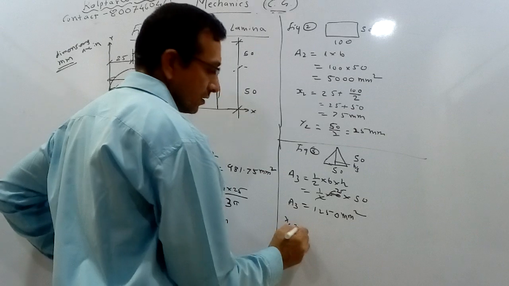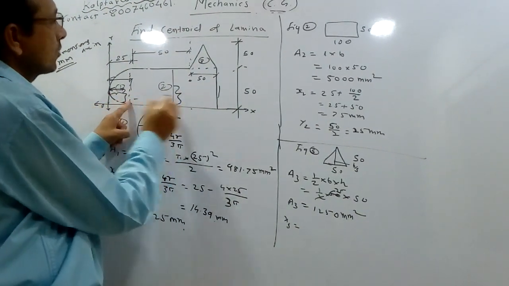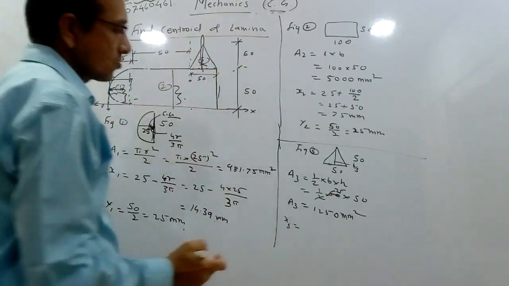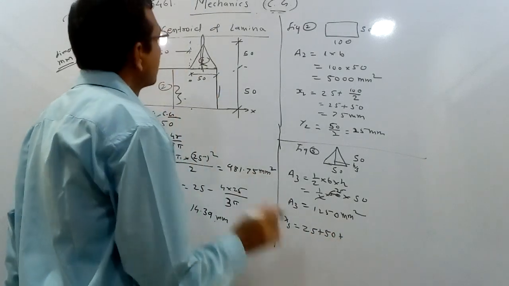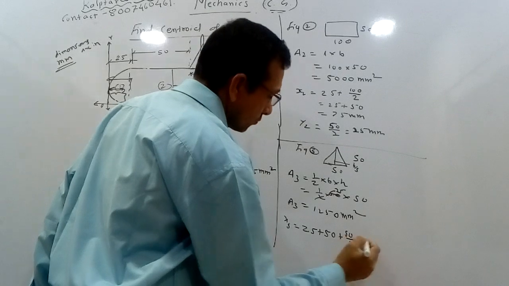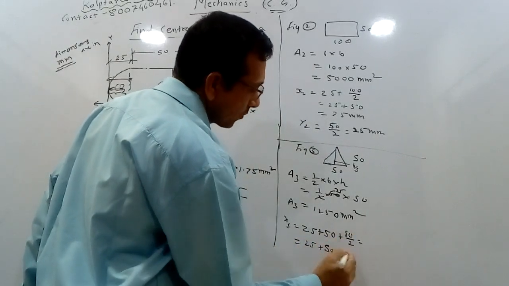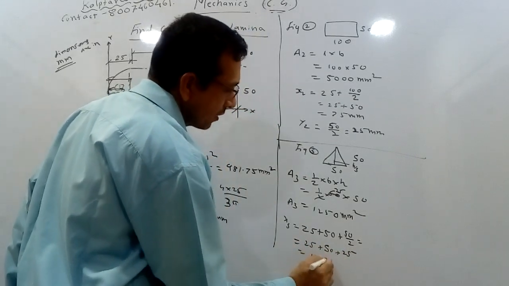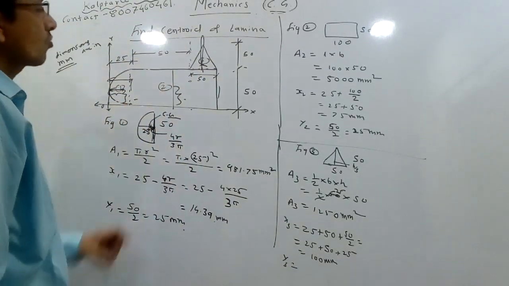So x3, distance from y-axis. So 25 plus 50 plus exactly at the half of this, the CG line. So 25 plus 50 plus 50 upon 2, that is equal to 25 plus 50 plus 25. 50 plus 50 is how much? 100 millimeter.